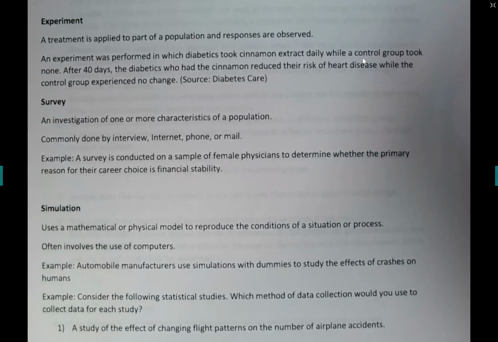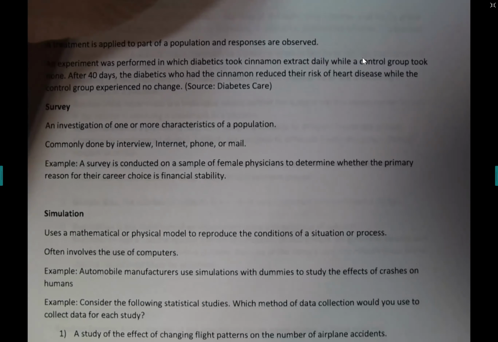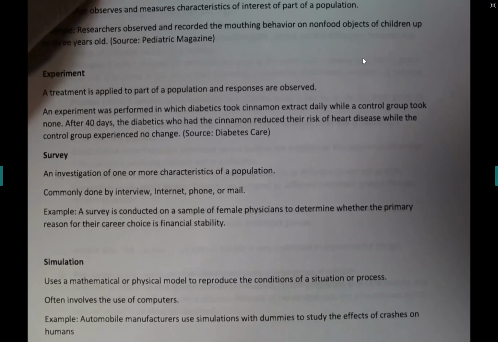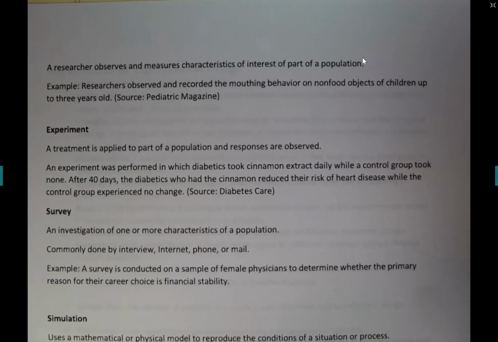And actually yesterday, guys, you did give me some feedback, and you shared all the 4 ways of collecting data with me. So I'm just going to repeat them. So what's observational study? A researcher observes and measures characteristics of interest of part of the population. The observer doesn't do anything. They just sit down and watch and take notes.